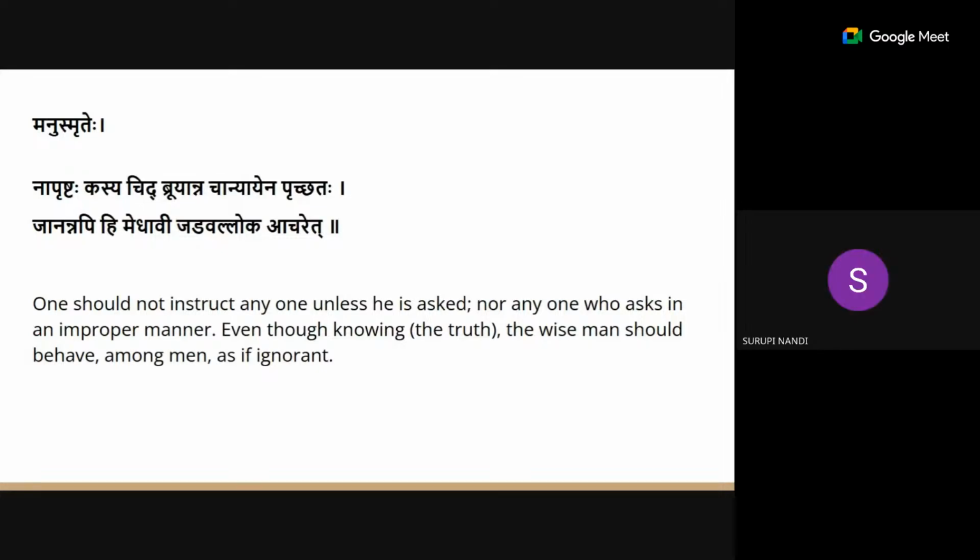I'll try it once. Na prishtah kasyachit bruyan na chanya yena pritchatah, jananapi hi medhavi jadavalloka acharet. Yes. I think this one is a bit more complex than the other ones. So you did good. It was fun trying. Okay.